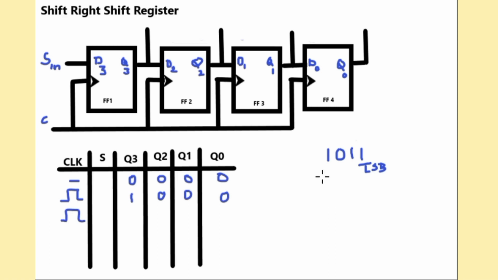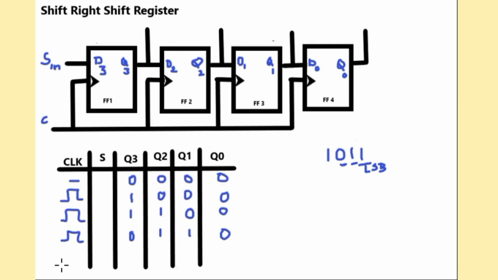For the second clock pulse, we'll apply the next digit, that is 1. So D3 will be 1, D2 will be 1 since Q3 is 1, and the others will be 0. So the output will be 1, 1, 0, 0. For the third clock pulse, we'll apply 0 through the serial input. So D3 will be 0, D2 will be 1, D1 will also be 1 since Q2 is 1, and the respective output for these inputs will be 0, 1, 1 and 0.